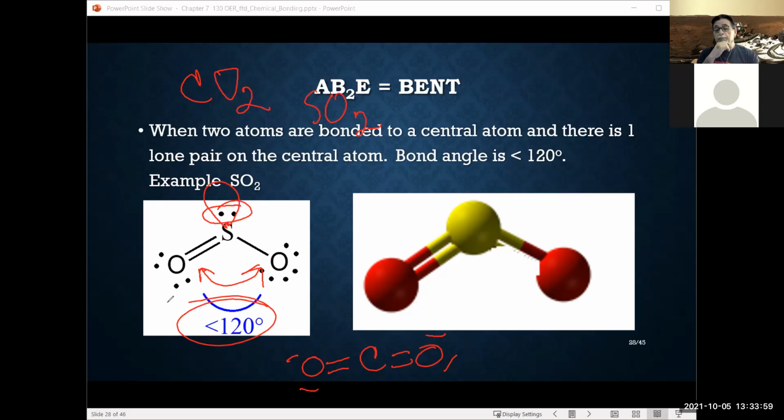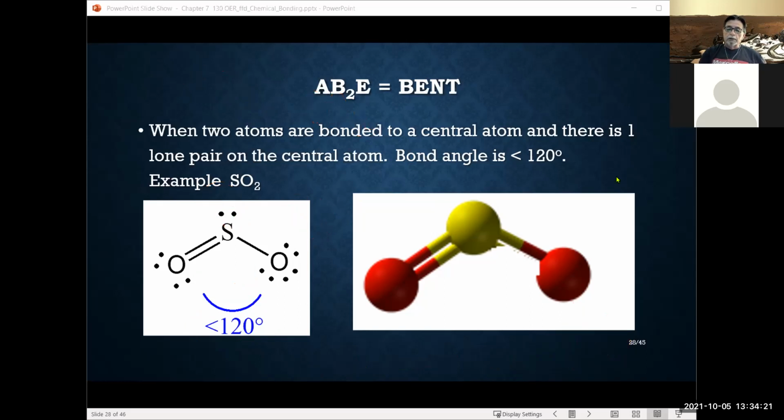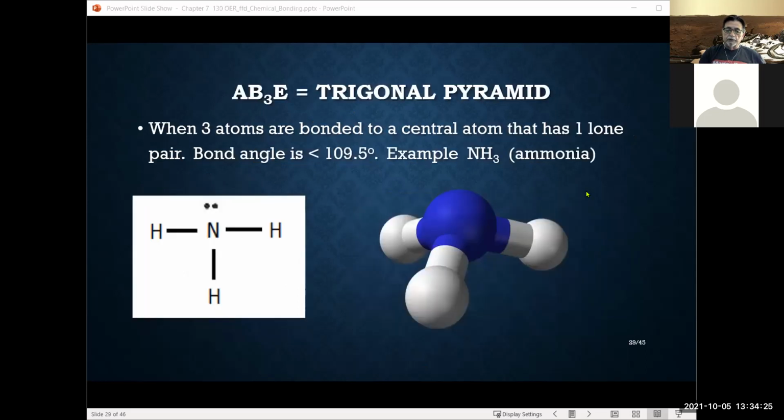Also, we have a very polar molecule here, compared to carbon dioxide, which is a nonpolar species. We're going to learn a lot about polarity, which has a big effect as far as properties and so forth, but we're going to learn more about that. That's the AB2E, aka bent configuration.